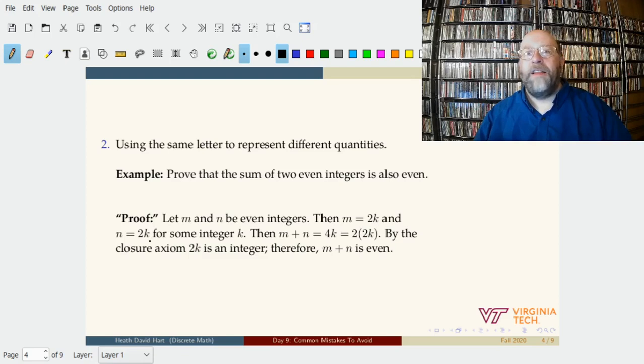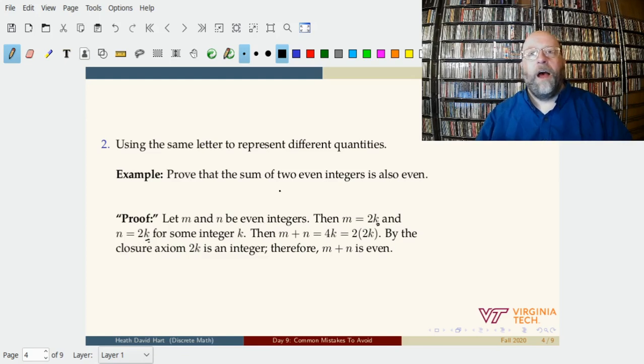that's saying that this k and this k, if they're the same, then you're only proving this for cases where the two even integers are the same. And if you meant these to be two different values, you should have used two letters for them. Either way, this proof is incorrect, because one is proving that the sum of two of the same integer is even. The other one is making use of k to represent two different things, and that's not allowed.